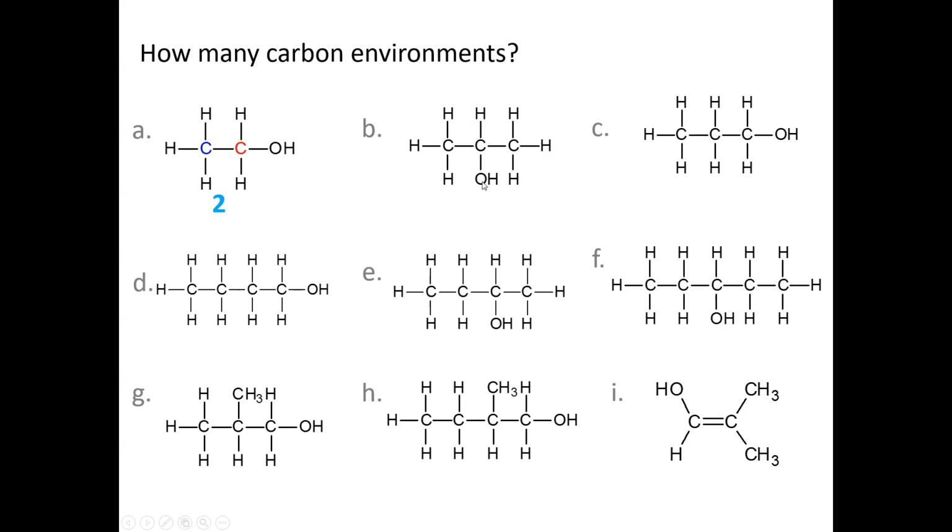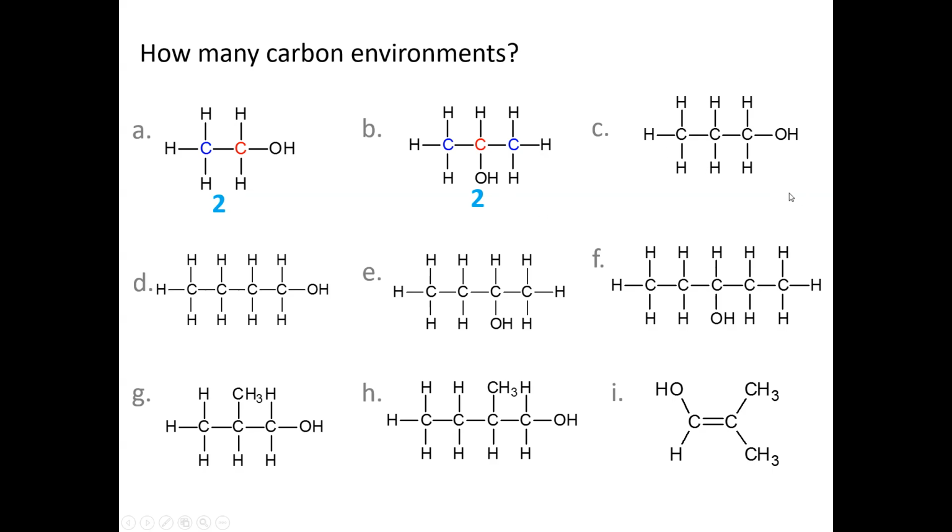This one, the OH is in the middle. So the middle carbon has got a hydrogen, an OH, and 2 methyls. And each of the terminal ones has got 3 hydrogens and a hydroxyethyl. This one has 3 hydrogens and a hydroxyethyl. So the 2 terminal carbons are identical. The one in the middle is different. There are 2 carbon environments.